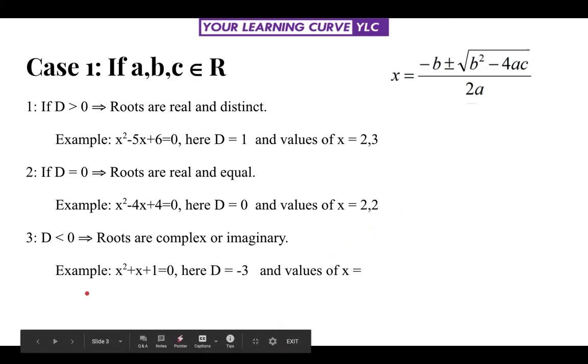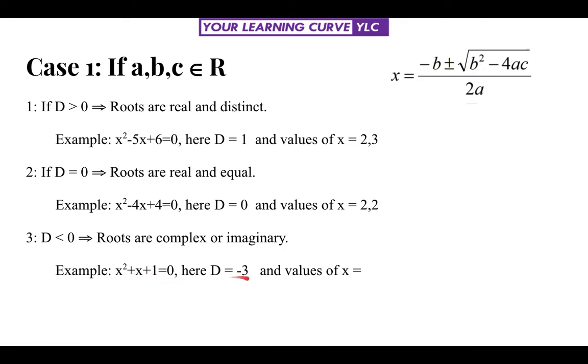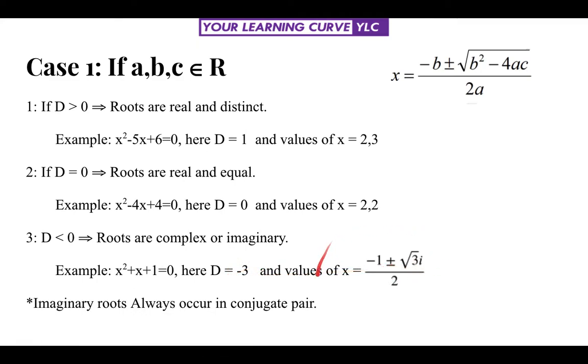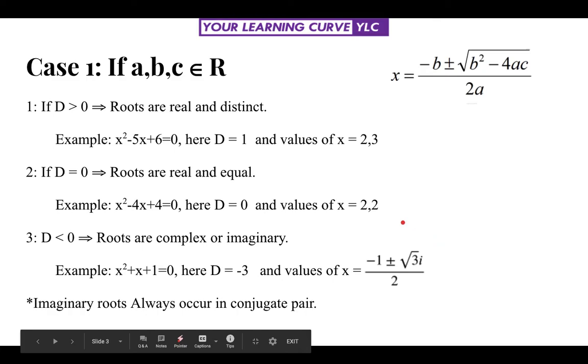For example, if we try to find out the roots of equation x square plus x plus 1 equal to 0, here you see the discriminant is b square, 1 minus 4, which is equal to minus 3. Discriminant is minus 3. So the values of x are imaginary, that is minus 1 plus minus root 3 times i by 2. This under root minus 3 is root 3 i. So the roots are complex or imaginary.